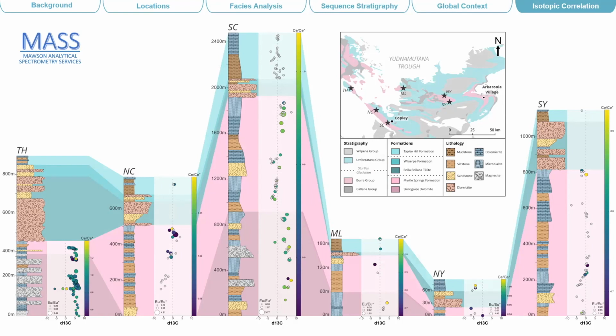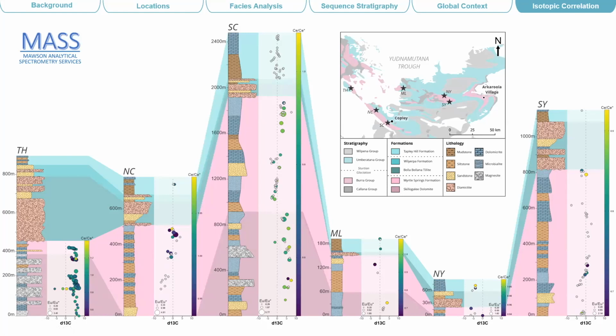So I know this is quite a busy figure, so I'll just talk about what I've got here. I've got all my sections. These plots represent the delta 13C along the bottom axis. And the color of the dots is the cerium anomaly. So I wanted to look at the relationship between isotopes and trace elements to see if we could build a better picture of what the water column was like at the time.